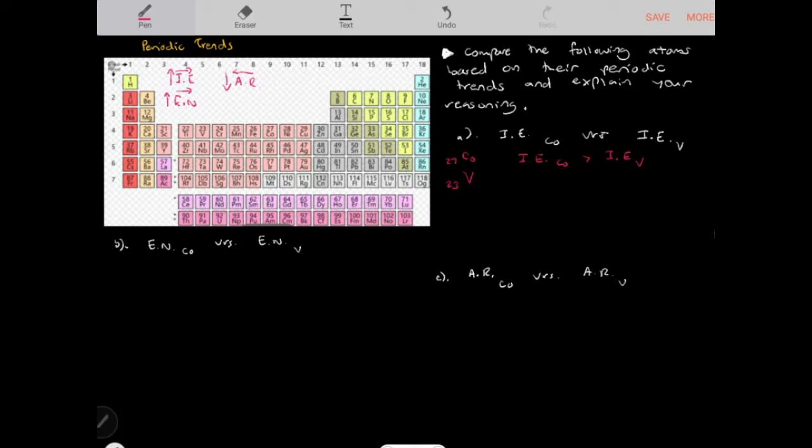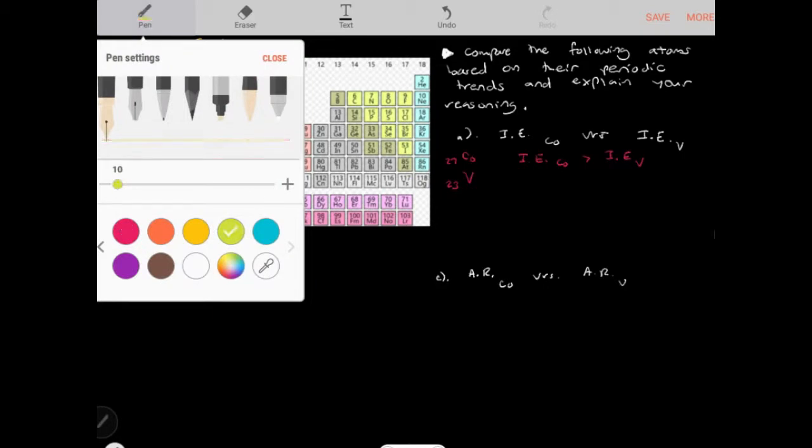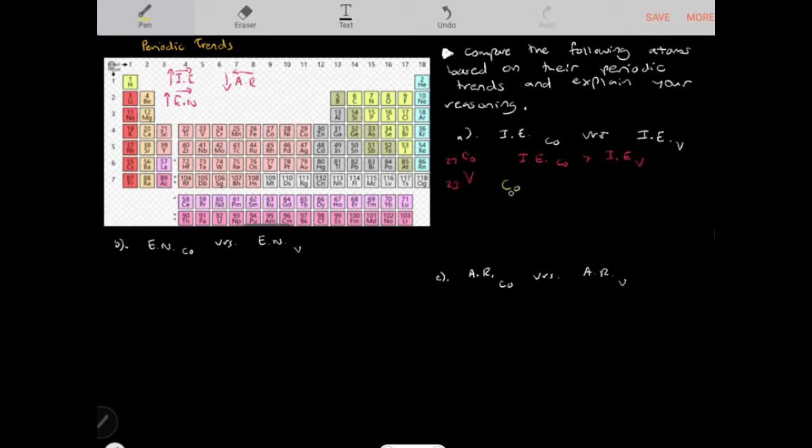The way we can explain this, I'm going to write this out here: for cobalt, the nuclear charge would be greater because it has 4 more protons than vanadium. As a result, the effective nuclear charge would be greater, and because the effective nuclear charge is greater, the force of attraction that holds the valence electrons is higher. If the force of attraction is greater, then the ionization energy of cobalt should be higher. So that's explaining our initial statement.